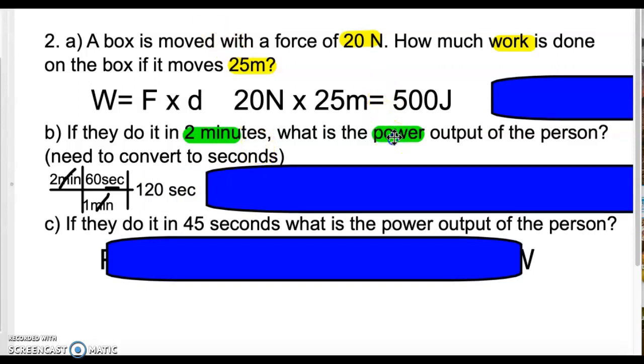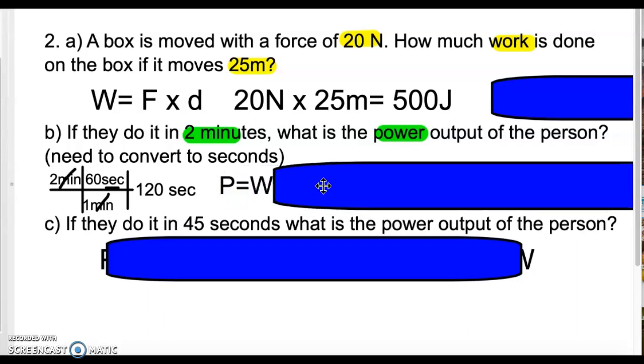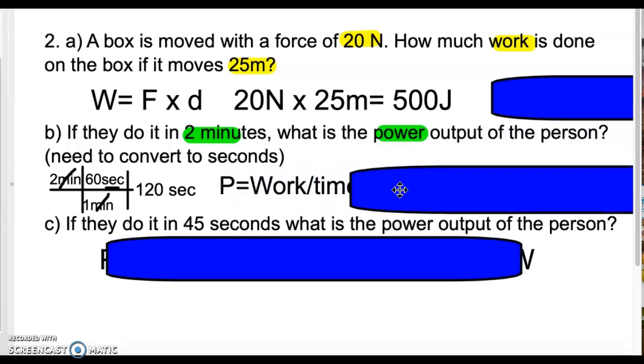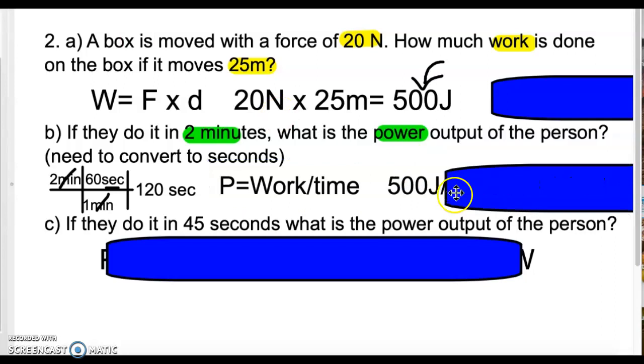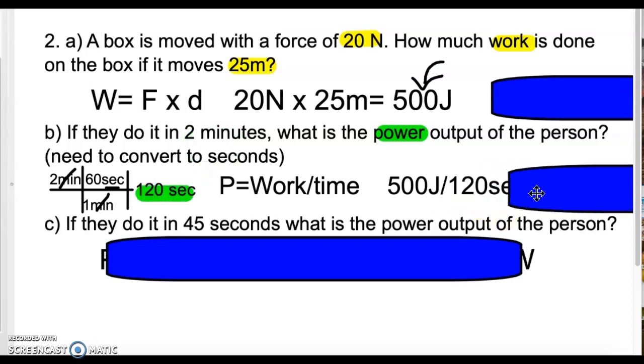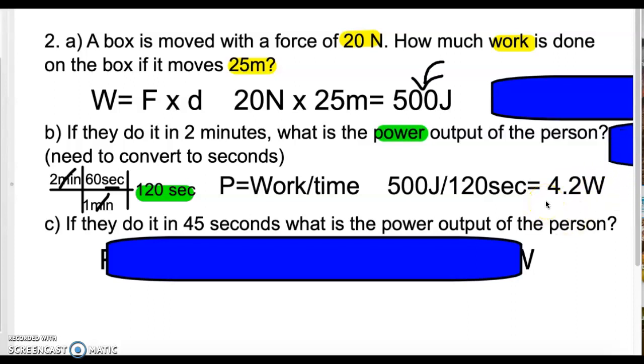So we were trying to find power. So power equals work divided by time. So we are going to use our work number we found in the previous problem. So 500 joules was from the work from the previous problem, and then our time, which we changed and converted to 120 seconds. So we divide that, and you should get 4.2 watts. Don't forget the W.